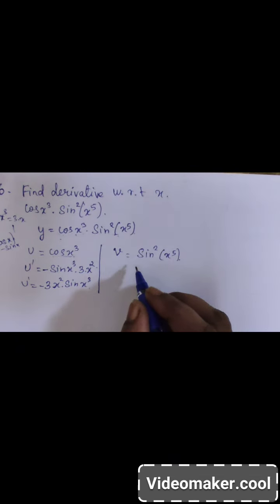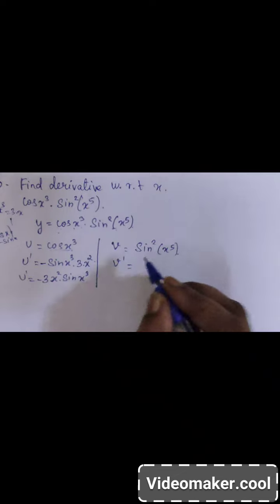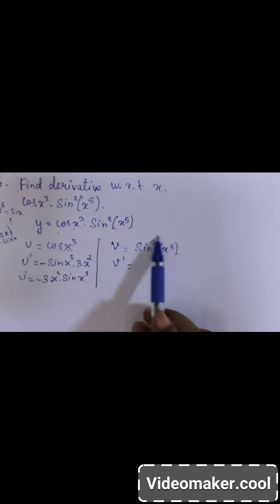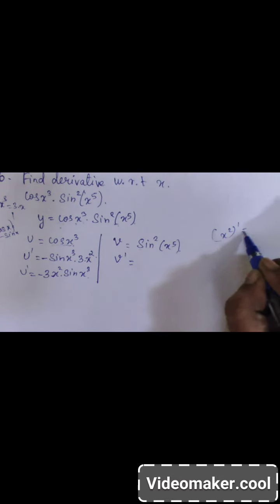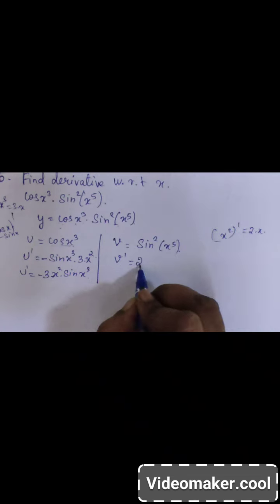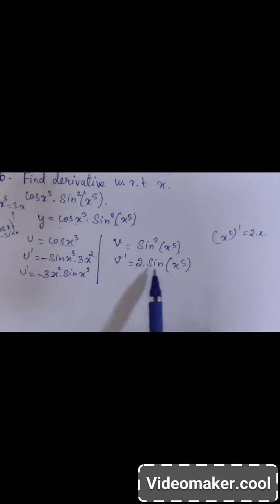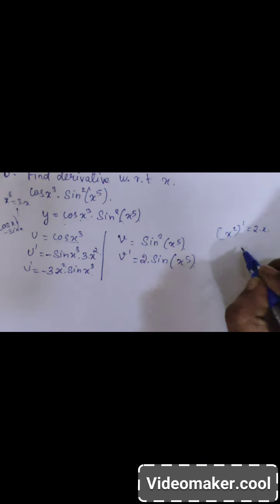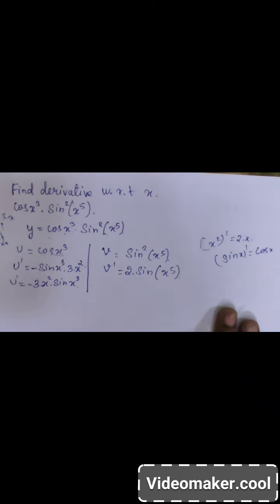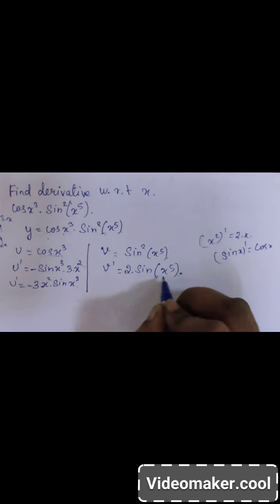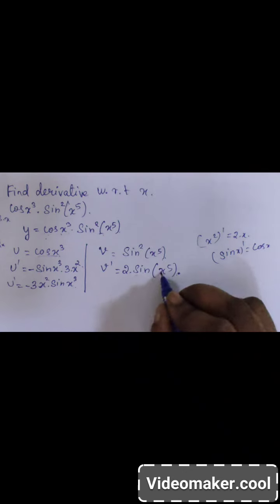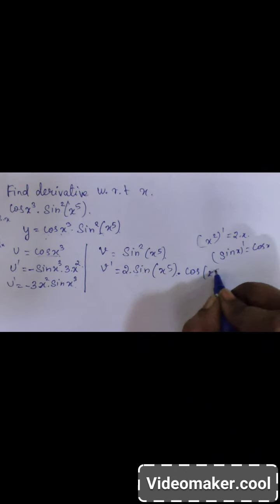Now we will find the derivative of the second function, v dash. We will consider the entire function as x square. The derivative of x square is 2x. So we will get 2 into sine x power 5. Now we have to differentiate this sine function. The derivative of sine x is cos x. So we will get cos of x power 5.